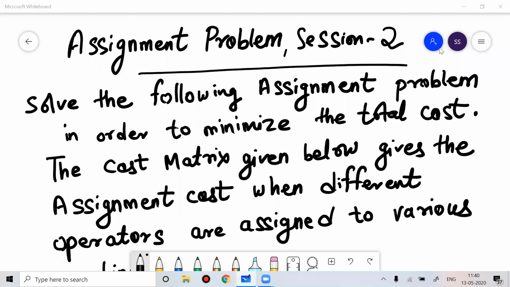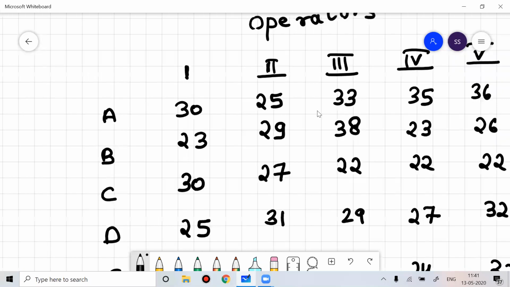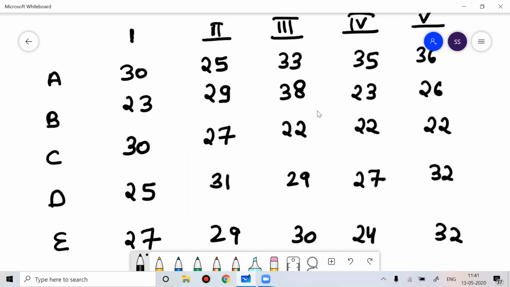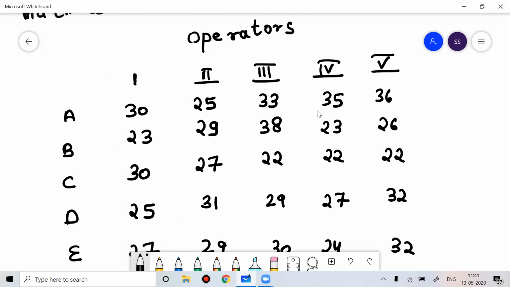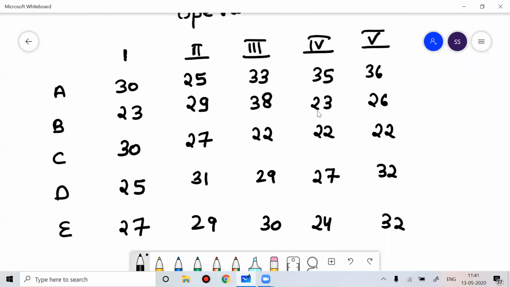So yesterday we started discussing the assignment problem. The assignment problem is a special case of the transportation problem where you need to keep two things in mind: the objective function should be minimization, and the matrix should be a square matrix. Here there are 5 rows and 5 columns, so it is a square matrix, and we can proceed with that.